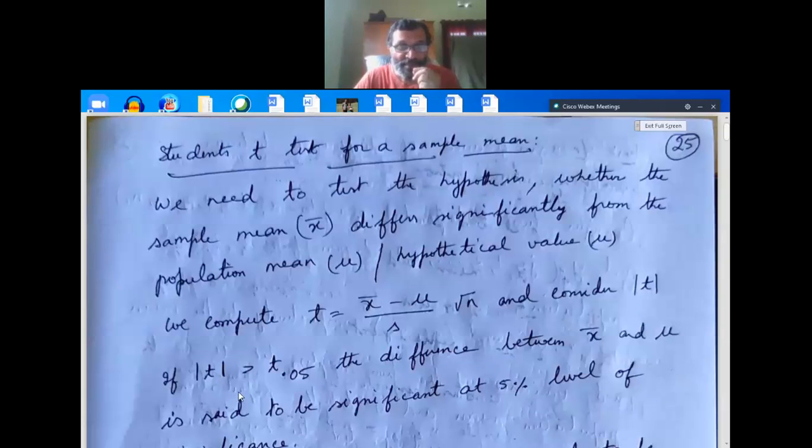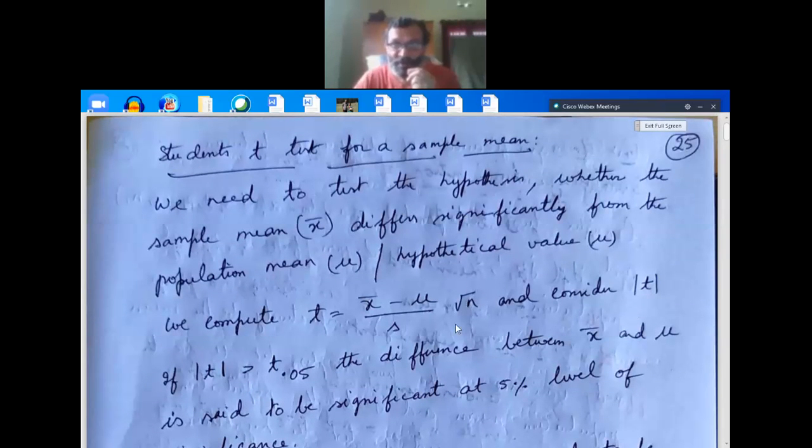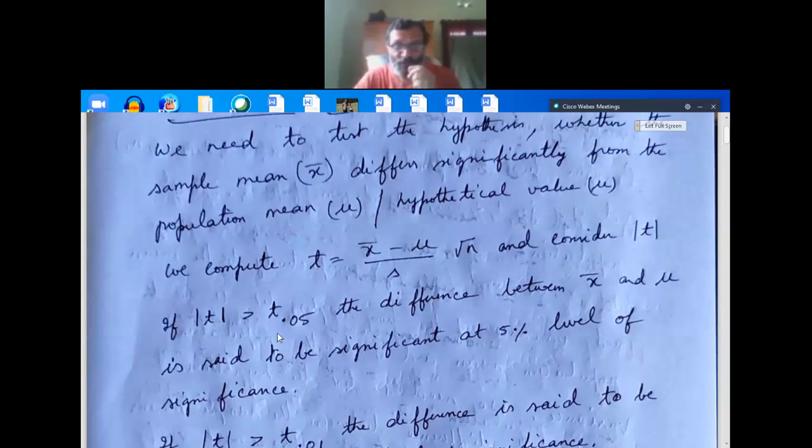Now, if mod t is greater than t.05, the 5% value, the difference between x bar and mu is said to be significant. See, the hypothesis what you have taken: when you find this t, we take mod t. Mod t means absolute value. If mod t is greater than t.05, which is given in the table or in the problem, the difference between x bar and mu is said to be significant at 5% level of significance.